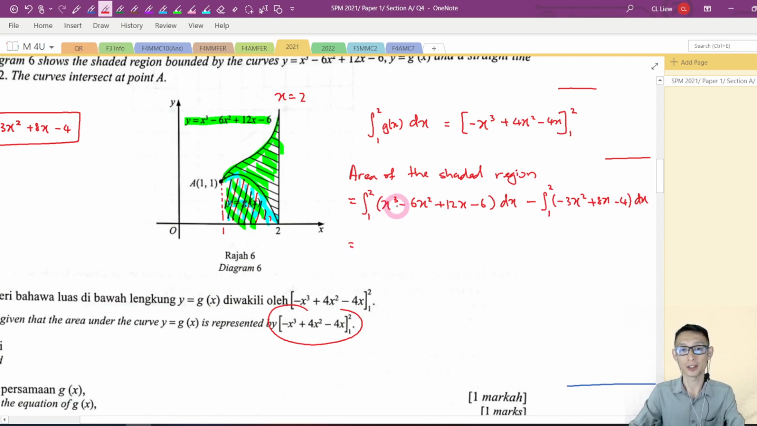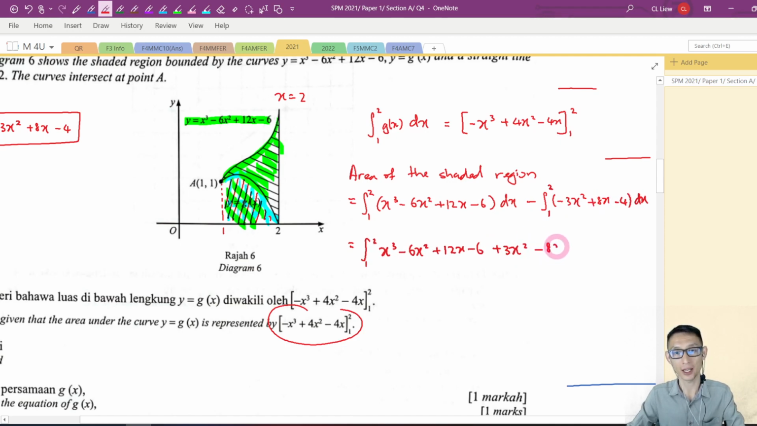Okay, since both have the same lower limit and upper limit, I actually can combine these two together. So x cubed minus 6x squared plus 12x minus 6, minus negative 3x squared, it becomes plus 3x squared. Minus positive 8x, it becomes minus 8x. Minus negative 4 becomes plus 4. I can combine these two together because they have the same lower limit and upper limit. dx, from 1 to 2.